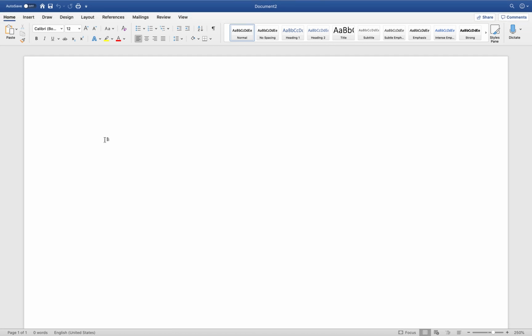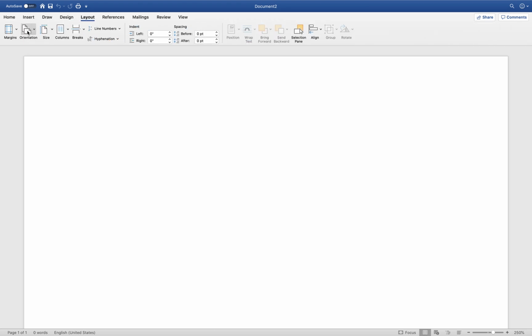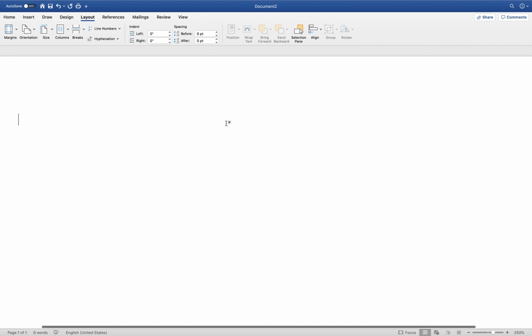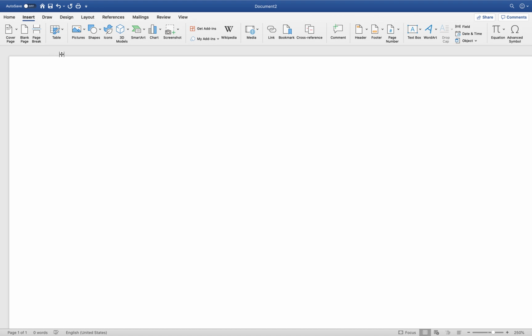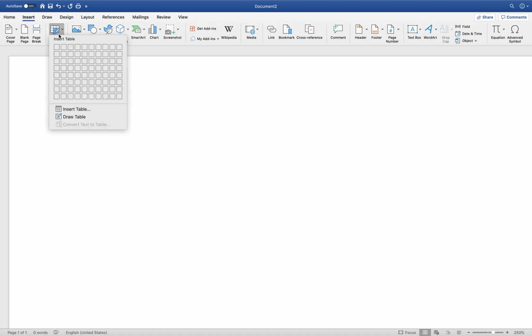So we're going to go into Microsoft Word. First thing we're going to do is go to Layout. We're going to change the orientation to Landscape so this way we can have a little bit more of a wide space to work with. Then we're going to go into Insert. We're going to go to Table.